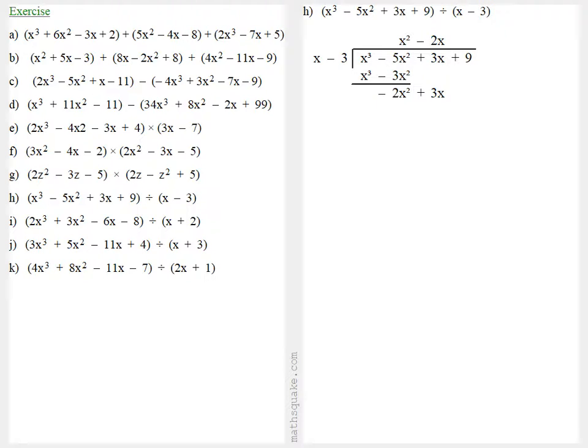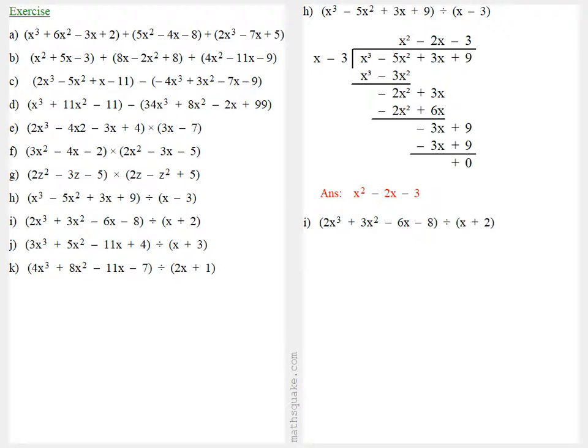We multiply minus 2x with x minus 3 to get minus 2x squared plus 6x. We subtract 3x take away 6x is minus 3x, and we bring down the next term, plus 9. We then divide x into minus 3x, that goes minus 3, and we multiply minus 3 with x minus 3 to get minus 3x plus 9, so when we subtract we get 0. So our answer is x squared minus 2x minus 3, and there's no remainder.